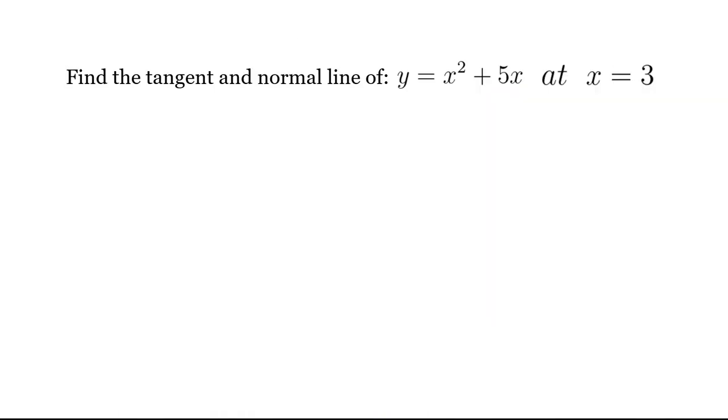The question is, find the tangent line and the normal line of y equals x squared plus 5x at x equals 3. The first thing we do is find the derivative of y. We will use power rule in this case. And the derivative is 2x plus 5 because we bring down the exponent, we subtract the exponent by 1, and we multiply the exponents with its coefficients.